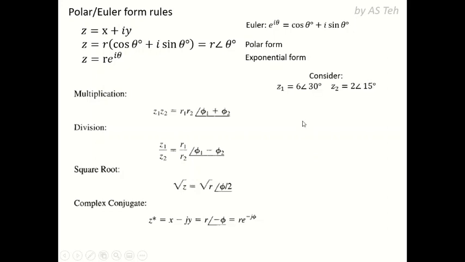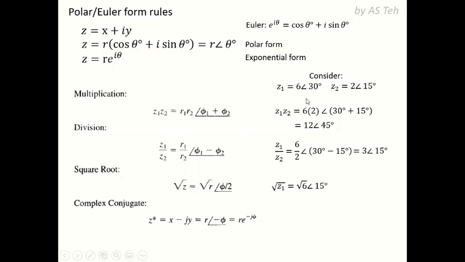Okay, let's look at a few examples. So let's consider z1 and z2. In this case, if I multiply it, it's just 6 times 2, and then the angles, I add them up. So I get this as the product. For division, 6 divided by 2, and then the angles, I subtract. Okay, and if I have a root, you can see I root the r value and also the angle I divide by, in this case of a square root, by 2.